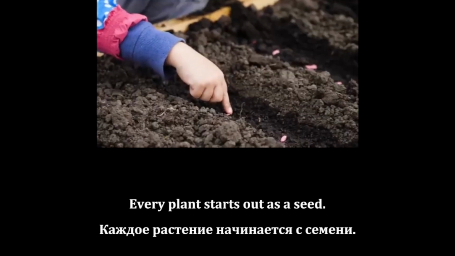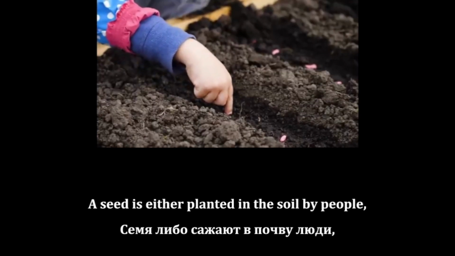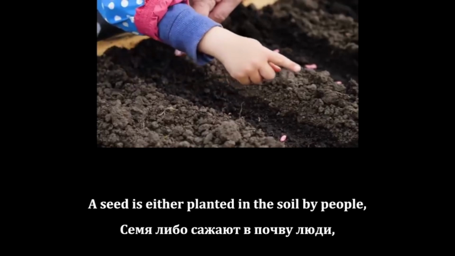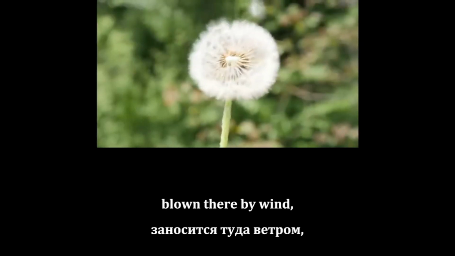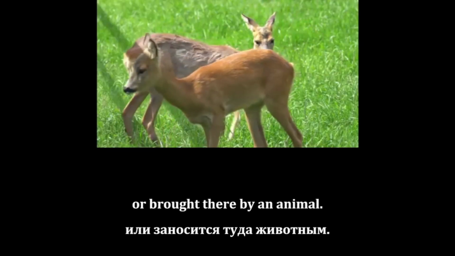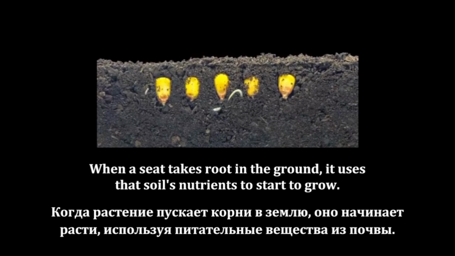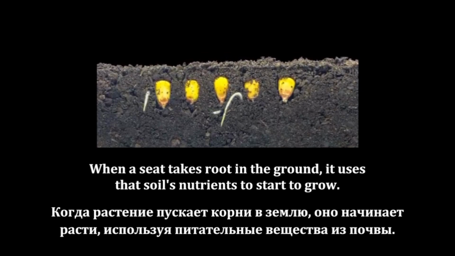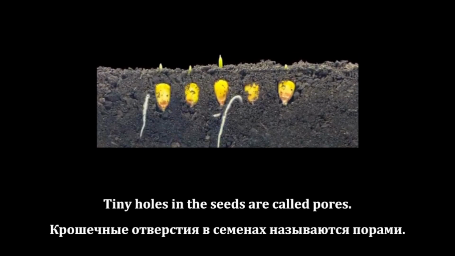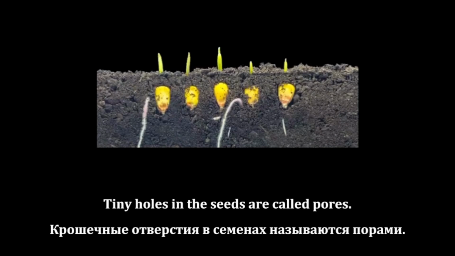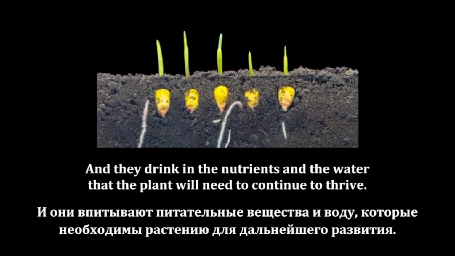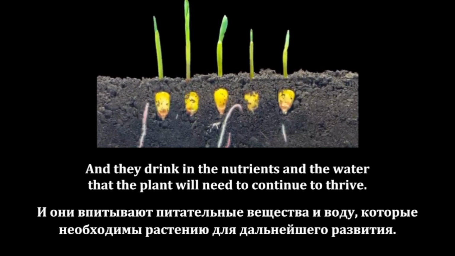Every plant starts out as a seed. A seed is either planted in the soil by people, blown there by wind, or brought there by an animal. When a seed takes root in the ground, it uses that soil's nutrients to start to grow. Tiny holes in the seeds are called pores, and they drink in the nutrients and the water that the plant will need to continue to thrive.